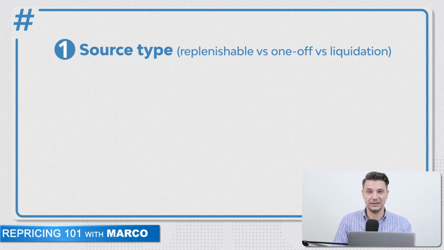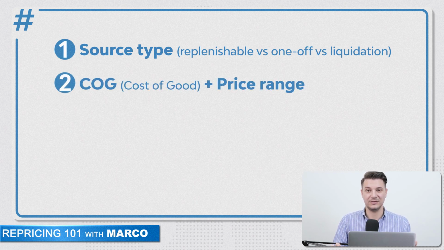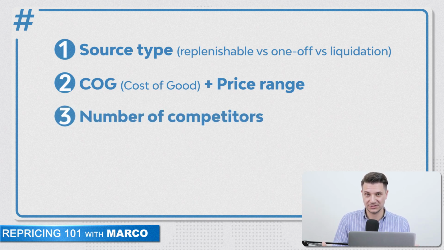Another factor could be, in general, the cost of goods and the price range. If the price range is very high, of course, the ROI could be lower because the final profit is still a pretty high number. Another thing to consider is the number of competitors, because stronger competition means there's going to be less wiggle room for your price to move around.